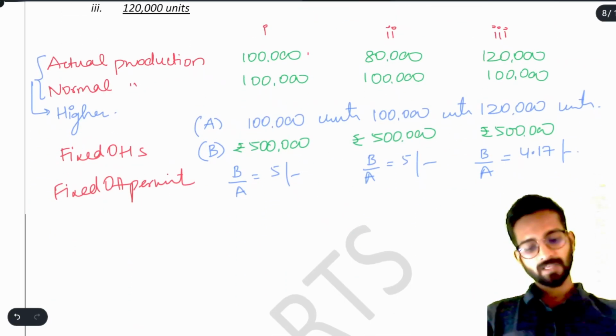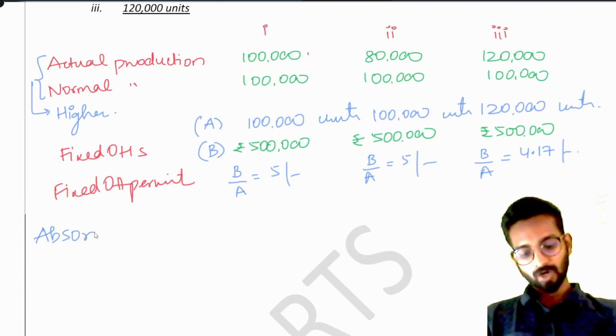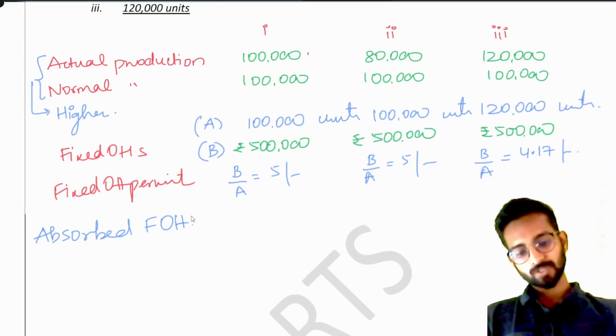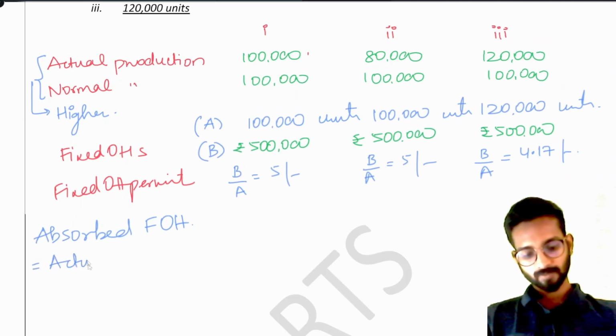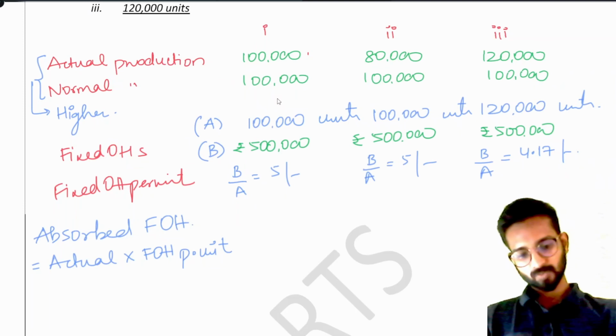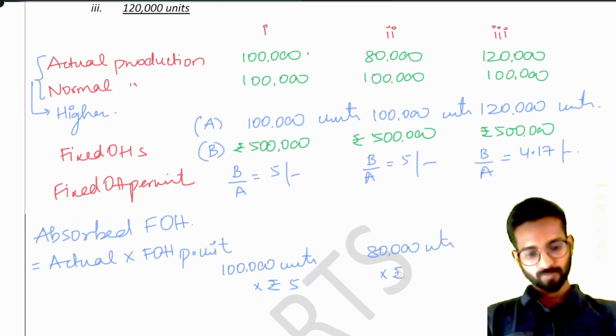See, we have found out our fixed overhead. Okay, this is our per unit fixed overhead. How much have we absorbed? It means how many products have we produced. Absorbed fixed overheads will be the actual production multiplied by fixed overhead per unit. So in this case, it will be 1 lakh units into 5 rupees. For here, actual is 80,000, so 80,000 units into rupees 5.